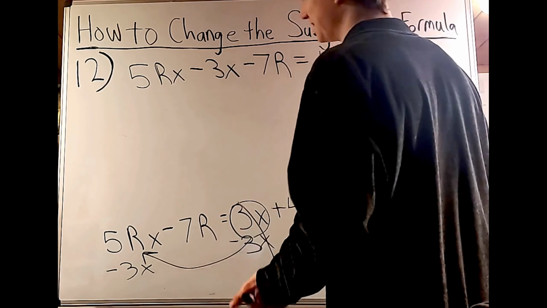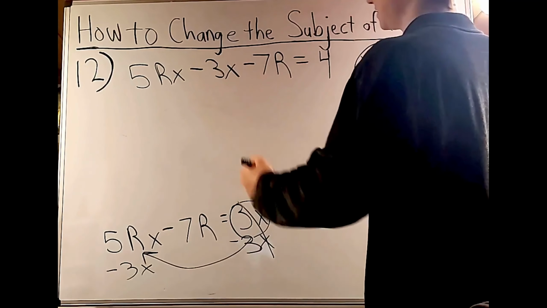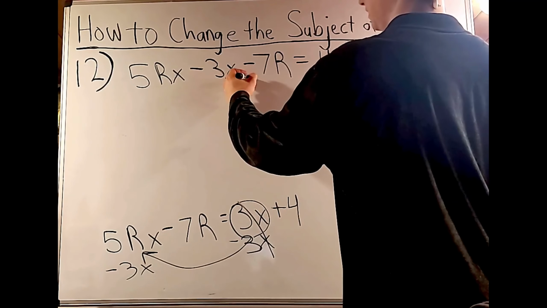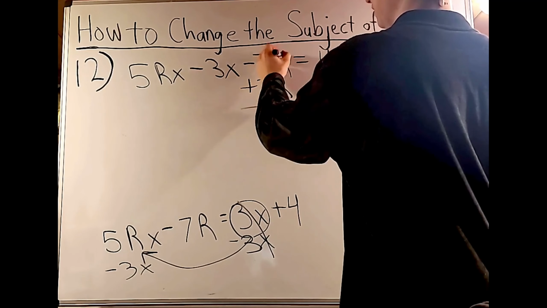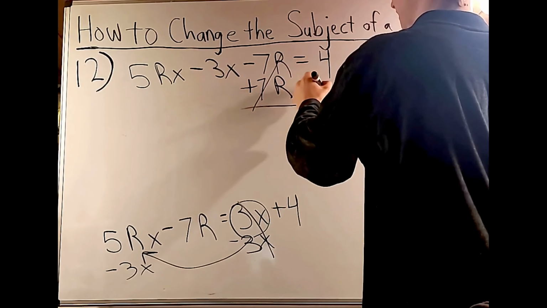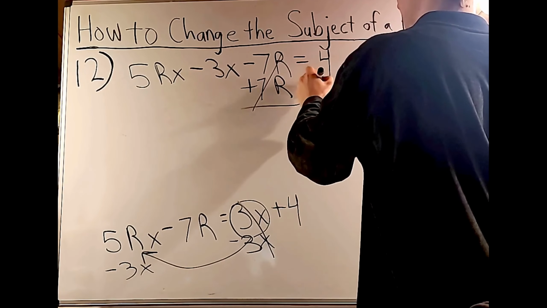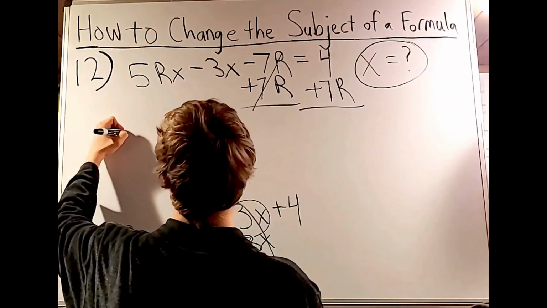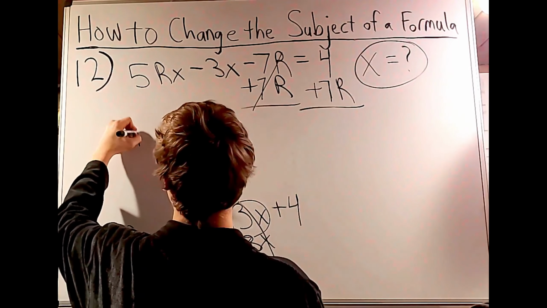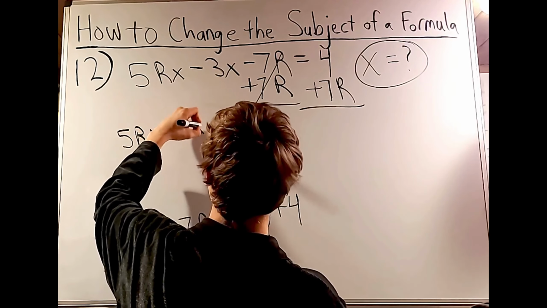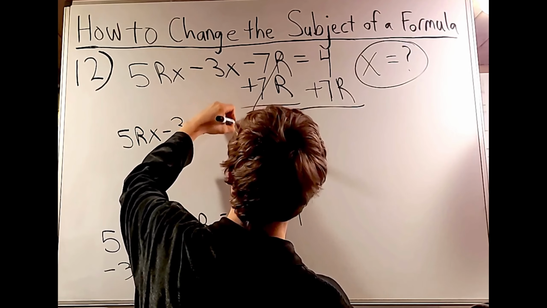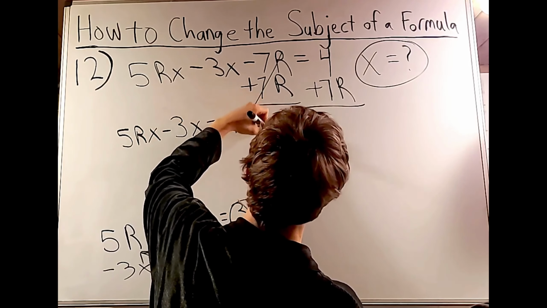Now, though it may not seem like it, we are trying to isolate x. So it would be a good idea in this circumstance to add the entire 7r from the left side and getting rid of it. Now it appears here on the right side. Now we have 5rx minus our 3x equals 4 plus 7r.